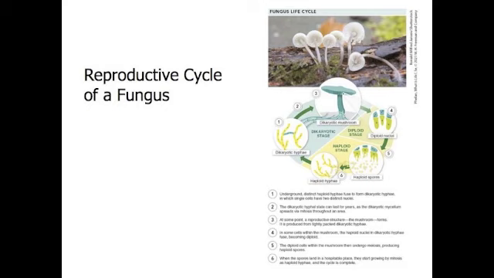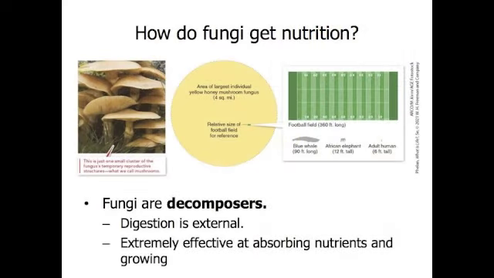Fourth, in some cells within the mushroom, the haploid nuclei in dikaryotic hyphae fuse, becoming diploid. Then, the diploid cells within the mushroom undergo meiosis, producing haploid spores. Finally, when the spores land in a hospitable place, they start growing by mitosis as haploid hyphae, and the cycle is complete. So fungi have an unusual and effective method of getting nutrition. They digest their food outside their body. While growing underground, hyphae secrete enzymes that break down the organic molecules around them, and the hyphae then absorb the nutrient-rich fluid.